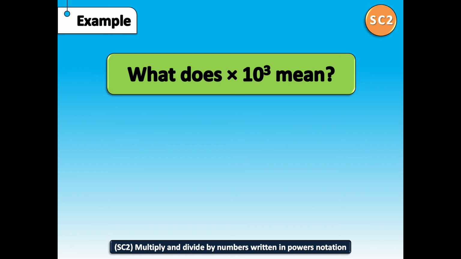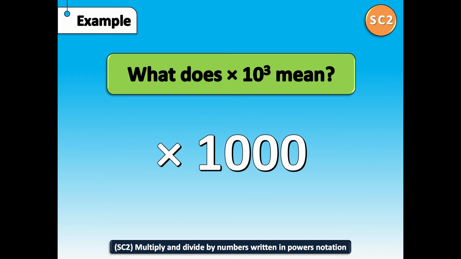So what does times 10 to the power of 3 mean? Well, it means we're timesing by 1000, because the power is 3, so we need to times by a number that has 3 zeros.